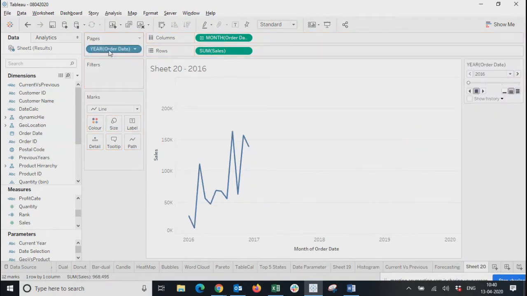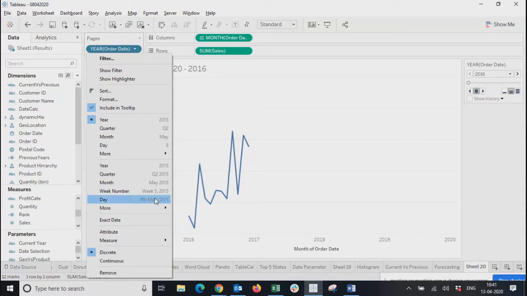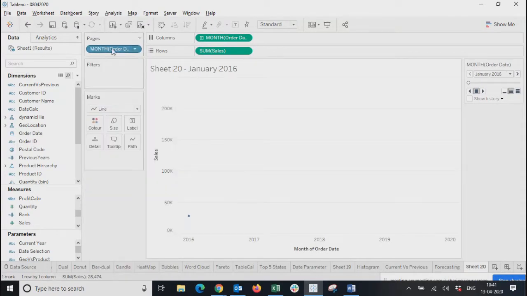So far we never did it. This is the first time I'm dragging something on the pages card. Now you need to make sure whatever format you are keeping on columns, that format should be the same as on this pages. This should match, then only this chart will go well. So over here we had month of order date. We'll do the same thing here, month of order date.